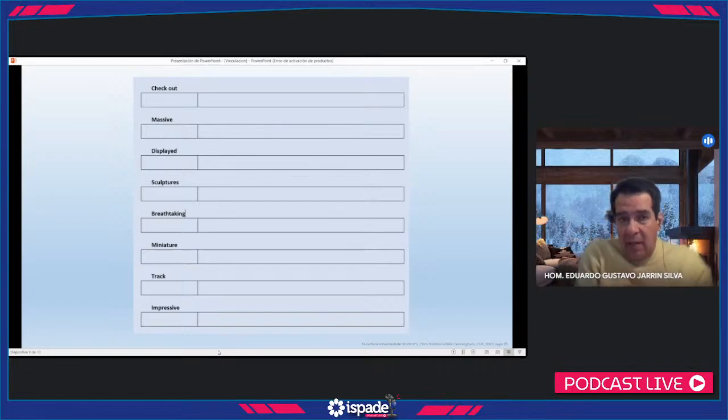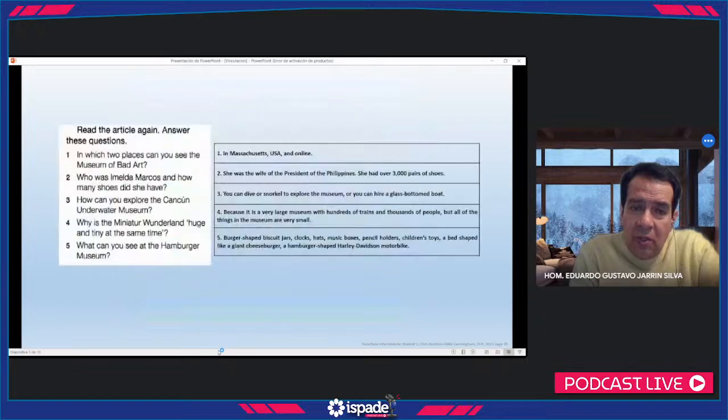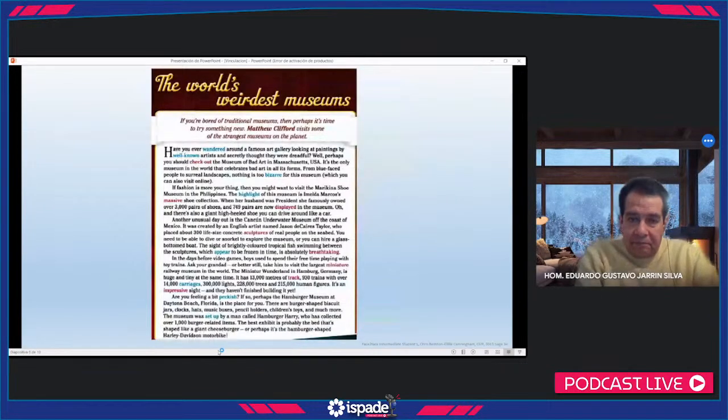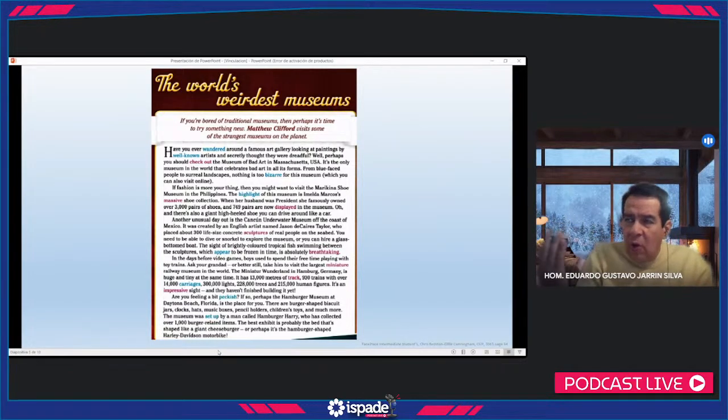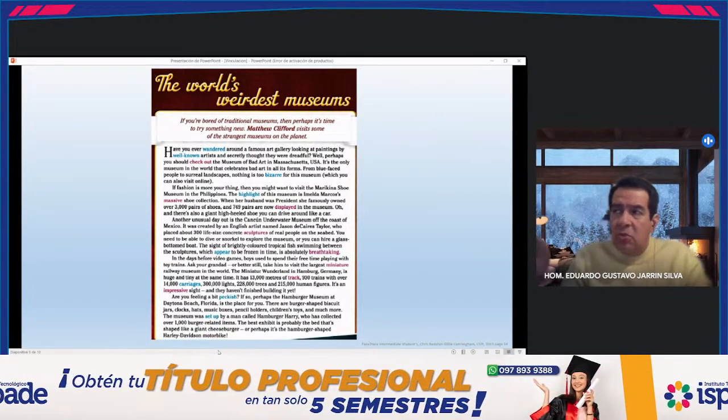They can go back to the text, read that section where the word is. That's what I say. They spot that section, and then they are going to complete here. They are going to complete using what type of word it is and what it means. So the first is check out. So if we go here, okay, well, perhaps you should check out the Museum of Art in Massachusetts. Okay, you should check out. You should visit, visually look at that museum in detail.